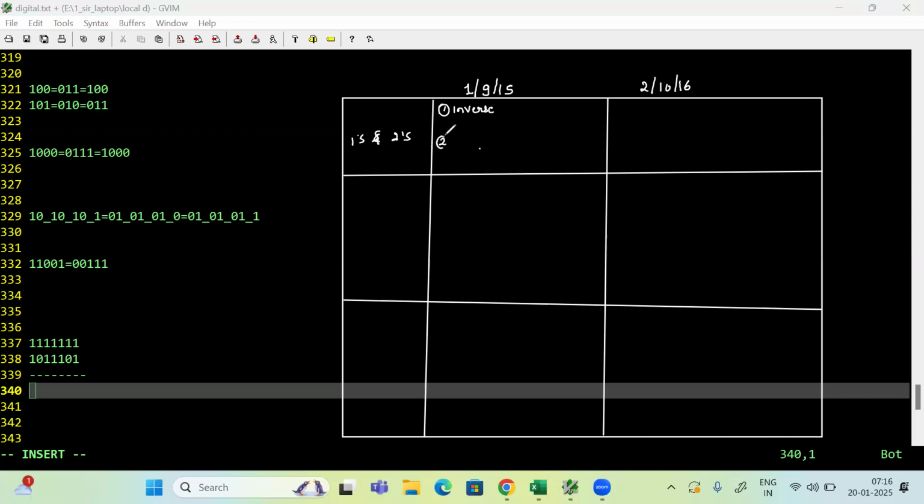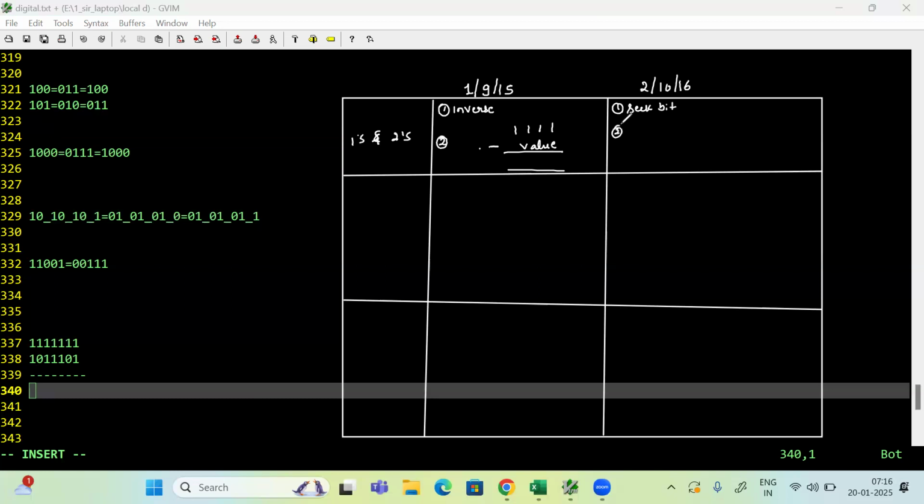Second method: can anyone tell me the second method? What do you do? So can I write here one example value? Can I write like this? Do you agree? See, now 2's complement, what do we do? What is the first method? What is the second method you have?